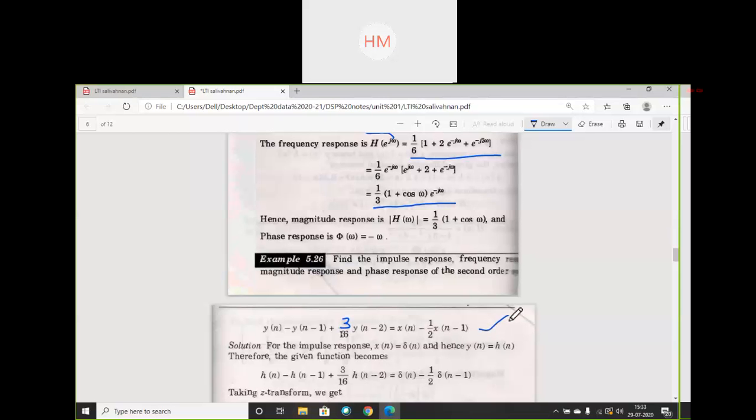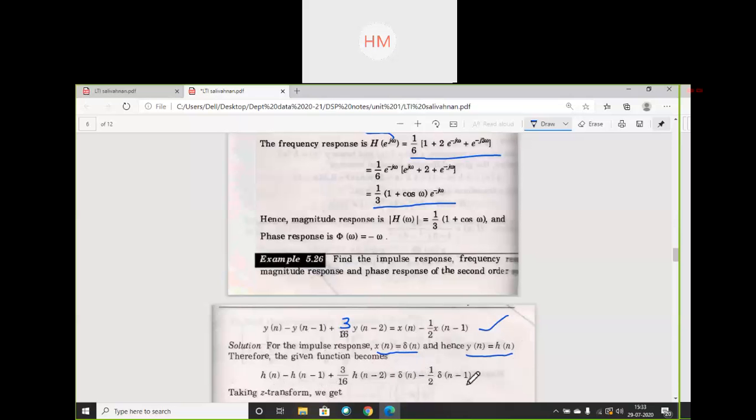What do I have to find? First I have to find the impulse response. What are the steps to find the impulse response? First tell me that. To find the impulse response, you can always use this: substitute x of n equal to delta of n. Whenever the input is the impulse, at the output you will get the system response only, y of n equal to h of n. So in place of y of n I have put h, and in place of x I have put delta.